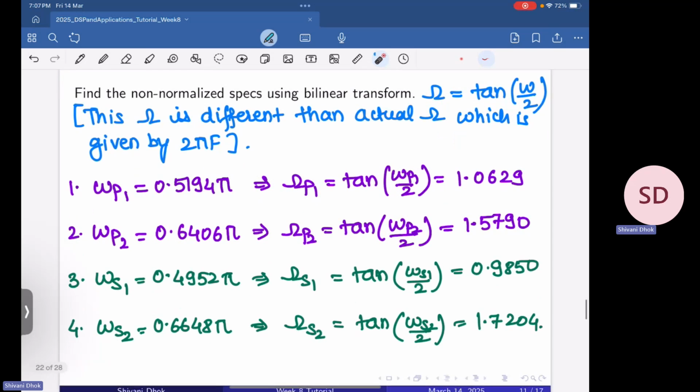So these are the non-normalized specifications that we get using bilinear transform. Is it okay till this point? If you have any questions, please ask.